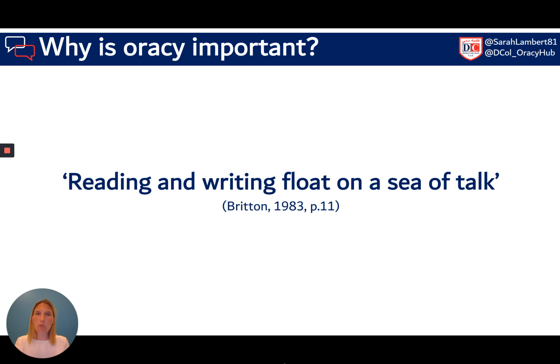So it's more of a secondary problem perhaps, but I think the point being made here by James Britton is that actually talk is critical. It is the main way we communicate as human beings, and therefore it needs to be viewed as important as reading and writing, if not actually the basis upon which they float.